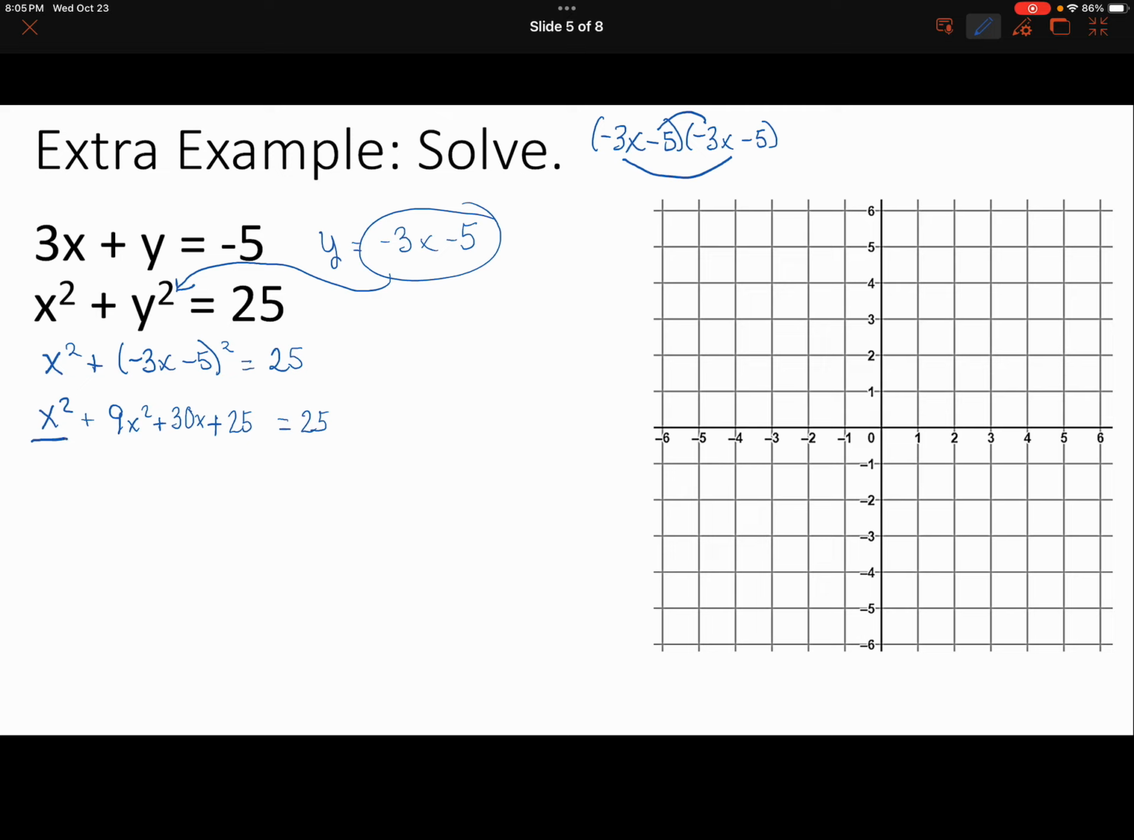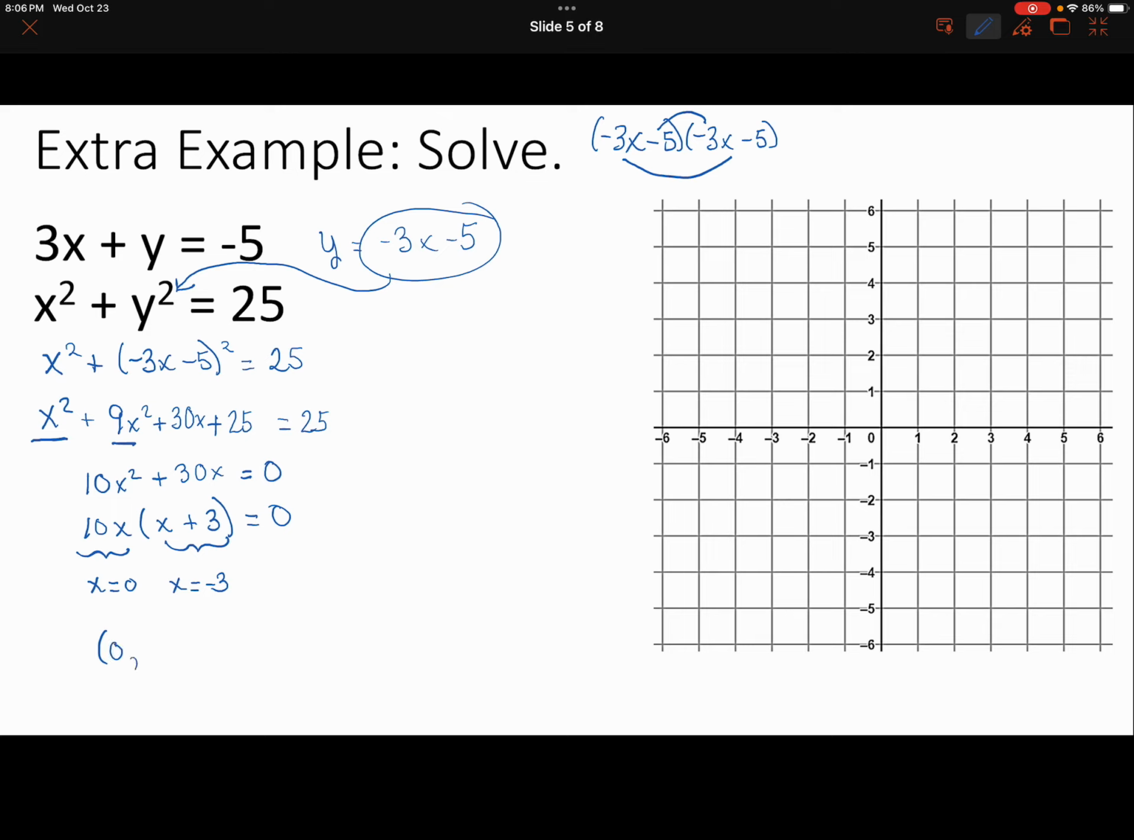So combining like terms, x squared plus 9x squared is 10x squared. We have a 30x and 25 on each side, so if we subtract 25 from each side, we get a 0. When I see two terms each with an x in common, I'm going to factor the greatest common factor out. 10 times x times this x plus 3 is equal to 0. Our first term can be equal to 0, and our second term can be equal to 0.